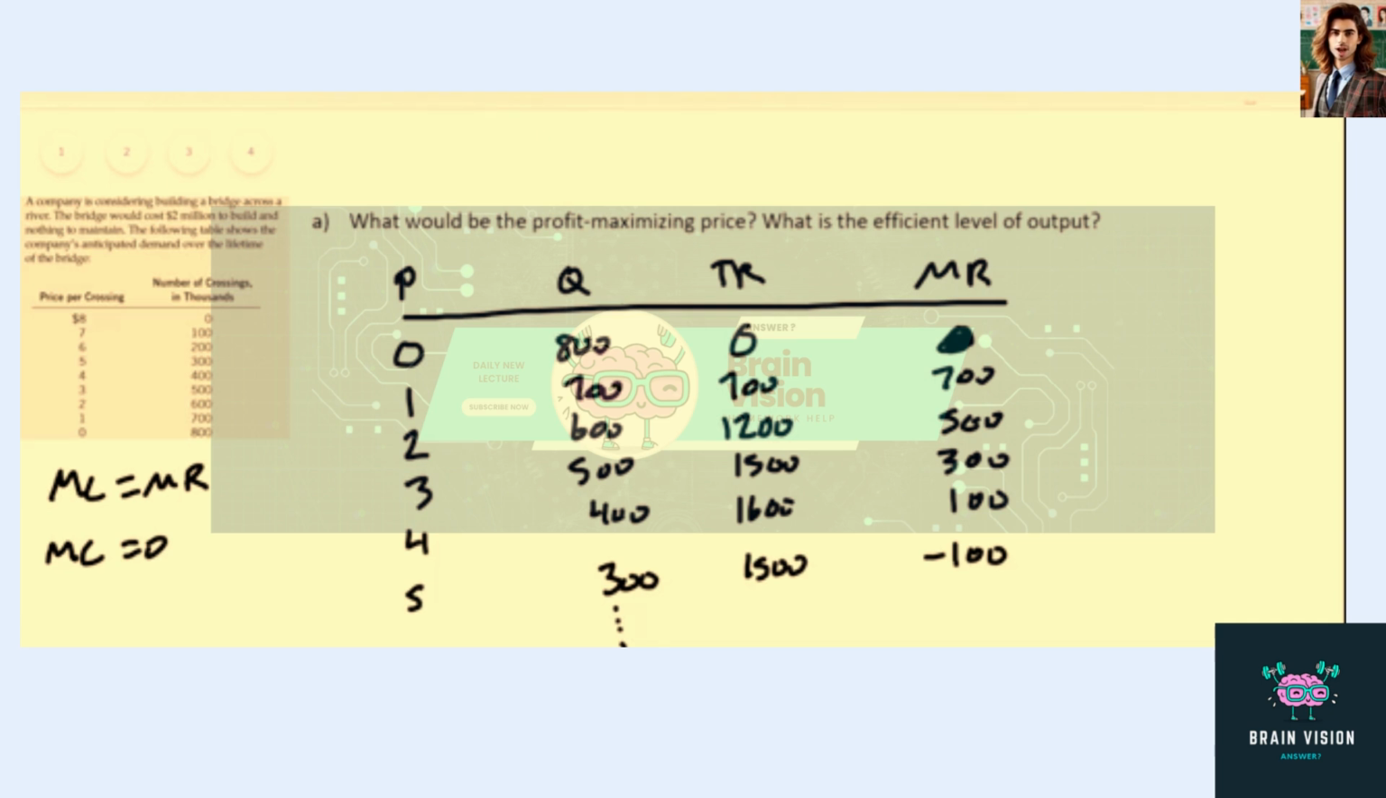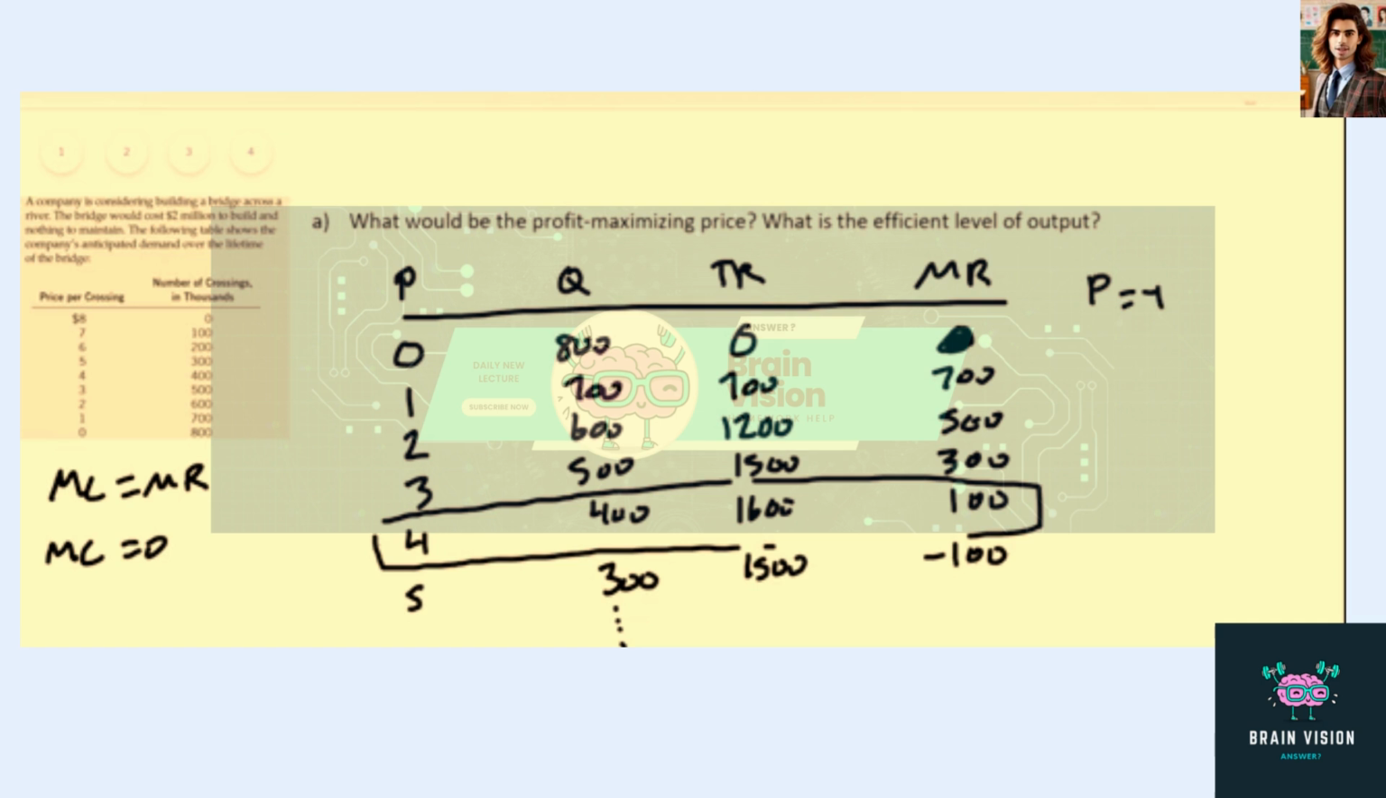We see that the marginal revenue is going to be somewhere between a price of 4 and 5, but to keep the question simple, we're going to say that the company would not charge a price of 5 because then its marginal revenue would be negative, which is less than its marginal cost, so it's going to charge a price of 4. So it'll be price equals 4, quantity equals 400.